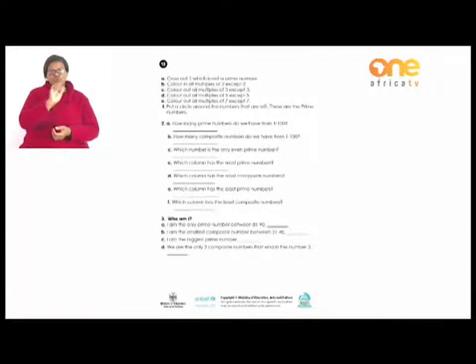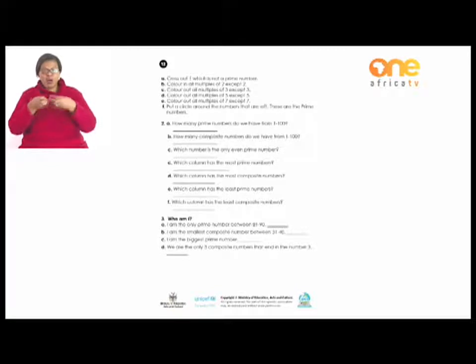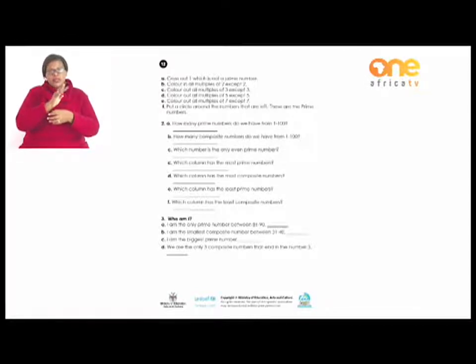2A. Once you are done coloring and encircling, now we do question 2. It starts by asking, how many prime numbers do we have from 1 to 100? Okay? So you go back to your table, and then you count those numbers that you encircled. How many are they? Okay? 2B, it says, how many composite numbers do we have from 1 to 100?